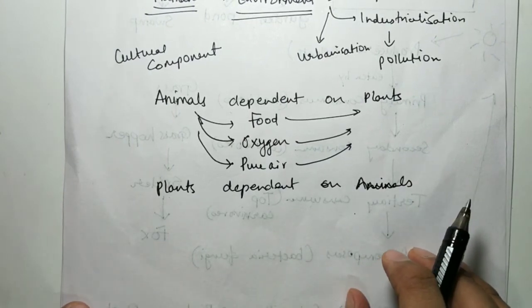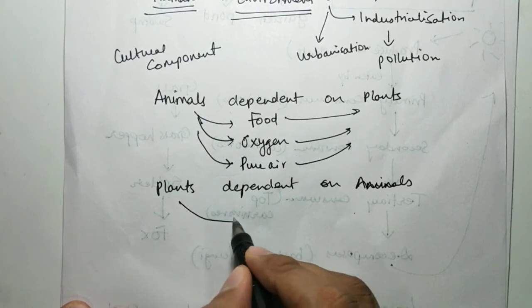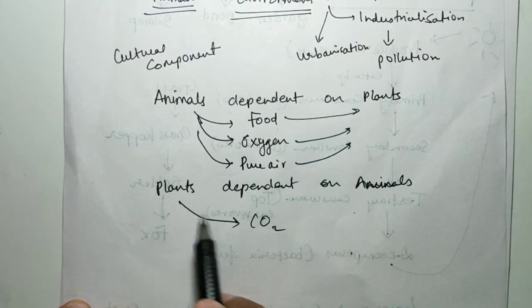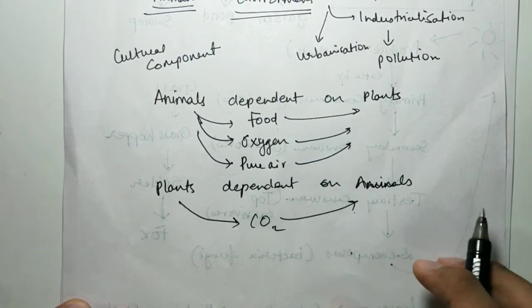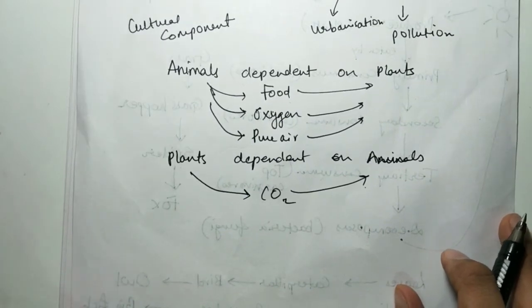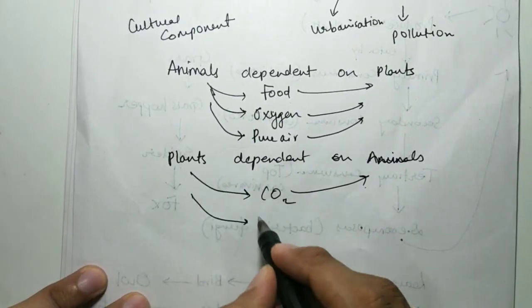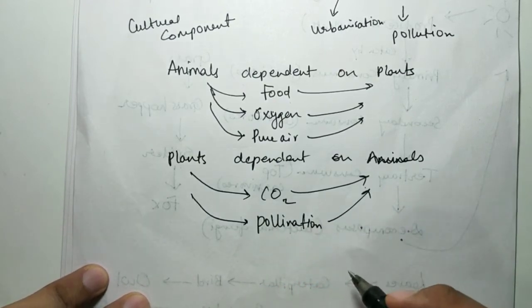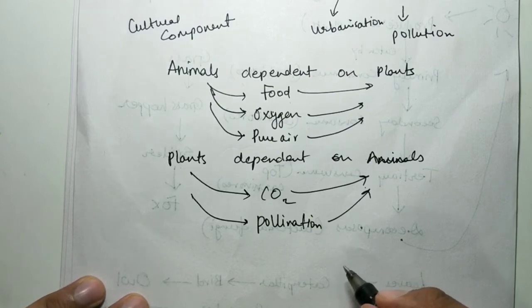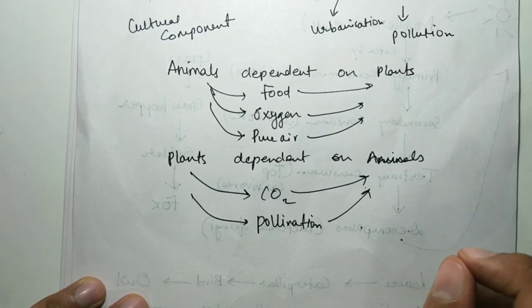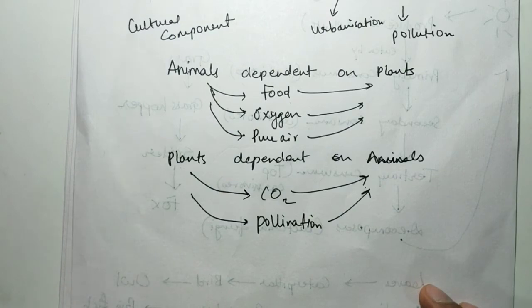So plants need carbon dioxide. Animals need oxygen, which they get from plants, but plants need carbon dioxide and they get that from animals, because animals breathe out, exhale carbon dioxide. Okay, then pollination is done by animals. Insects, flies, small bees take the pollen grains and transport them to another plant.